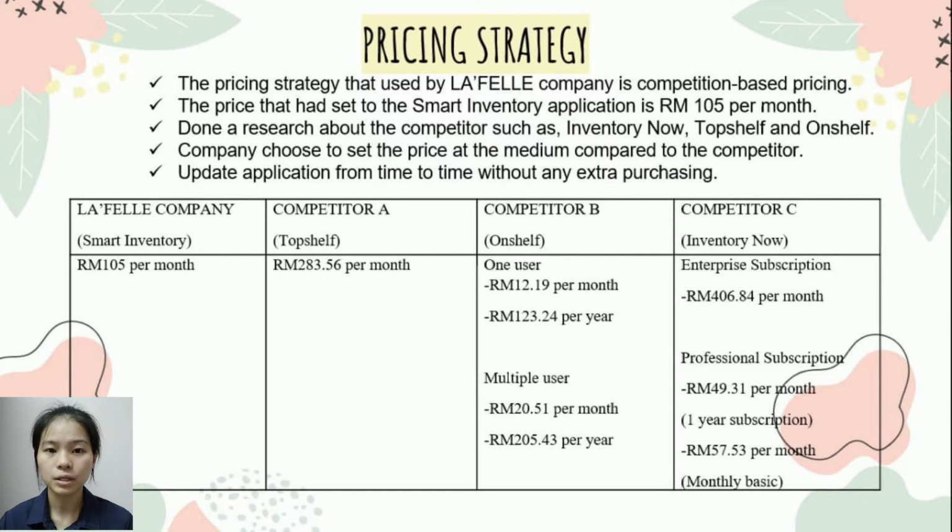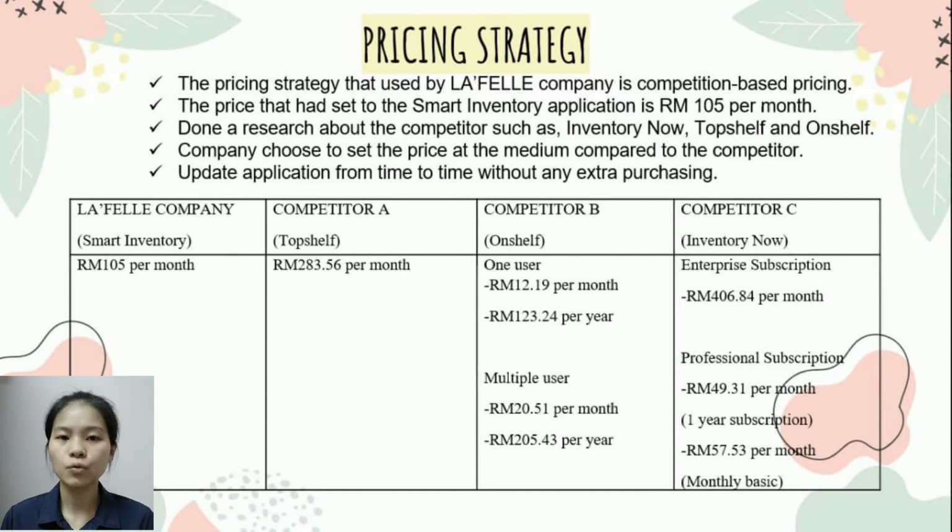After that, Lafayette Company did research on competitors such as Inventory Now, ThoughtSelf, and OnSelf. Lafayette Company added a feature that is not included in competitor applications, that is contact supplier to order stock. In addition, Lafayette Company chose to set the price at the median compared to the competitors. For details, you can refer to the table below. Lastly, Lafayette Company will update the application from time to time without any extra purchase.